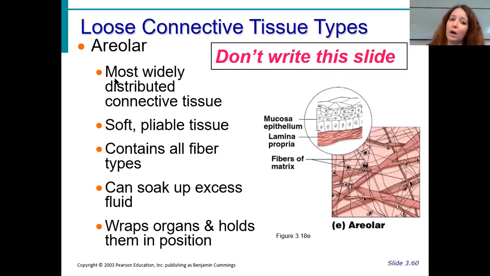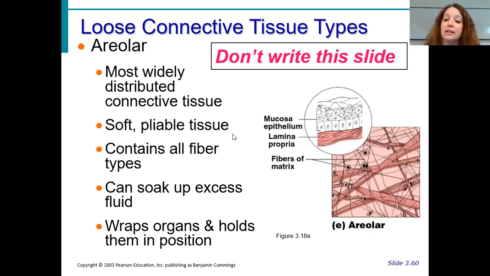This is the most widely distributed connective tissue in the human body. It's soft and pliable. It soaks up excess fluids. It wraps organs and holds them in position. So here is mucosa epithelium. It could be in the respiratory system, the digestive system, the urogenital system. We talked about all those being mucosa tissue.